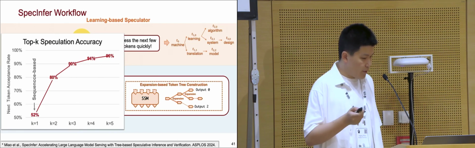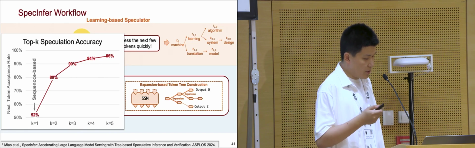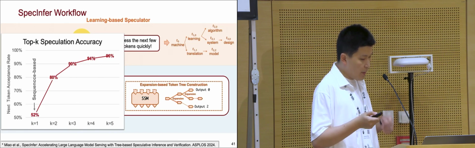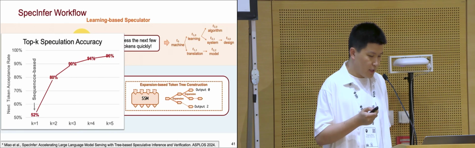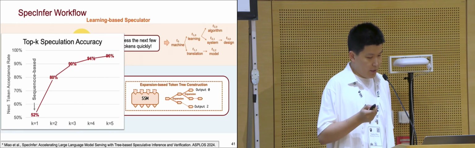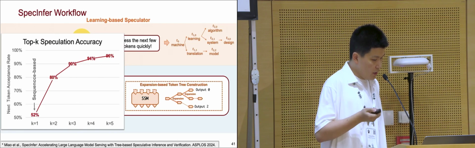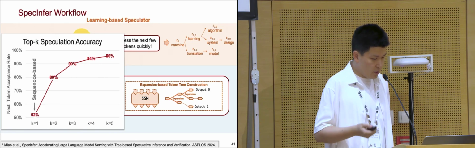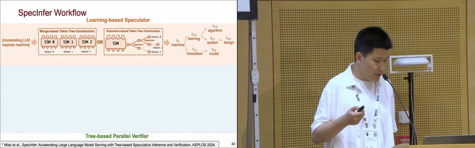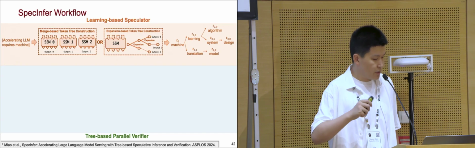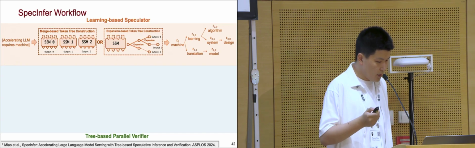The basic workflow of SpecInfer works as follows. The speculator takes a sequence of tokens as input, but unlike previous approaches where the speculator outputs a sequence of tokens, here we produce a speculated token tree. Note that a sequence is also a special case of a tree, but the goal here is to maximize the overlap between the predicted tokens and the language model's original output.